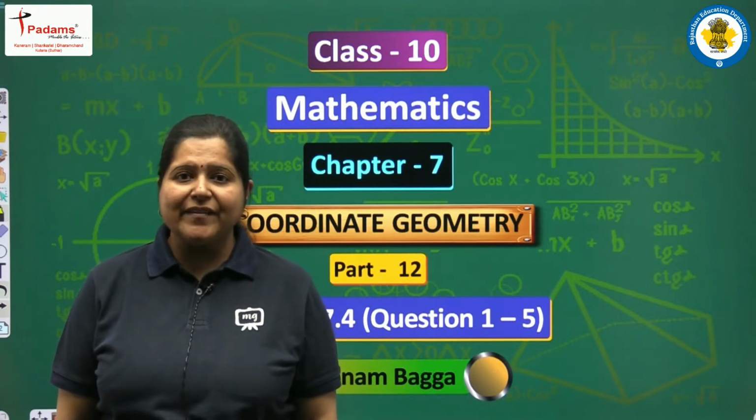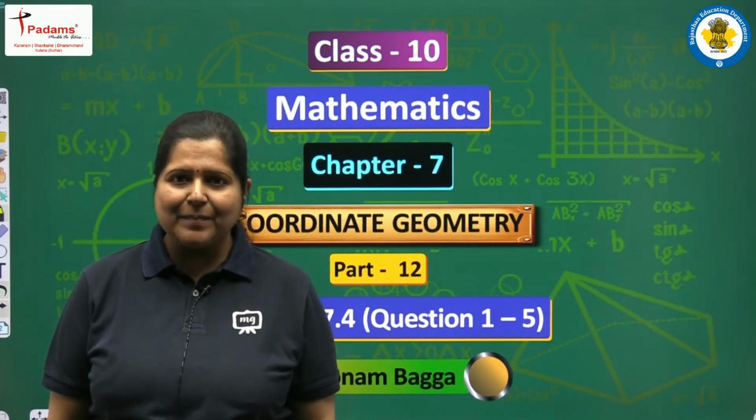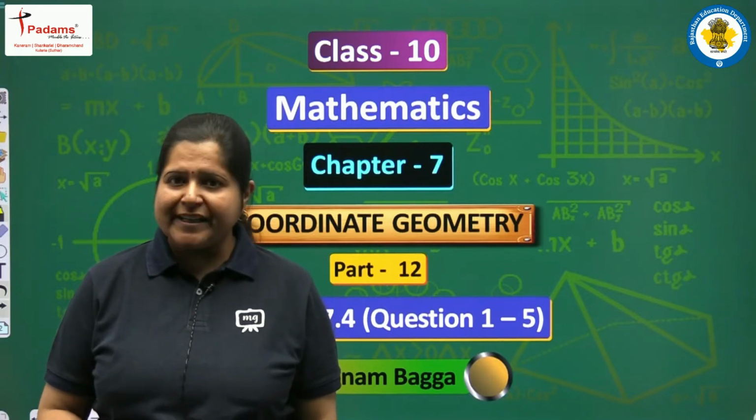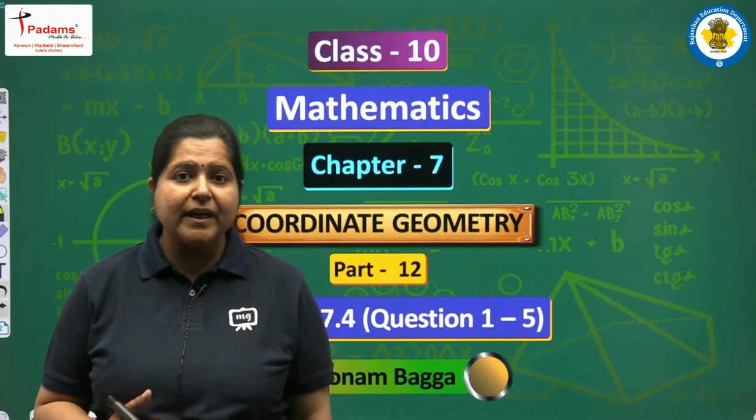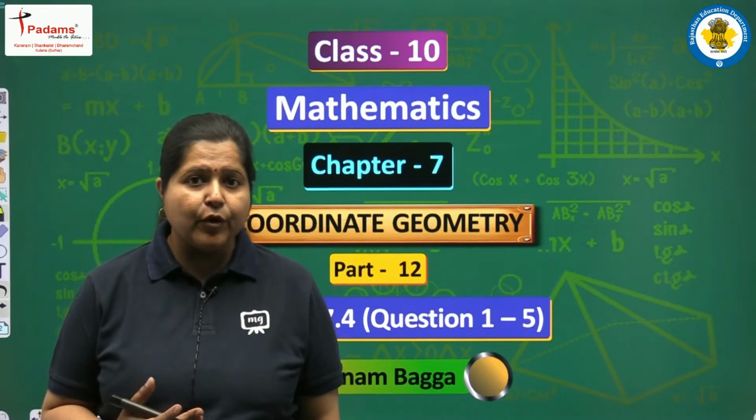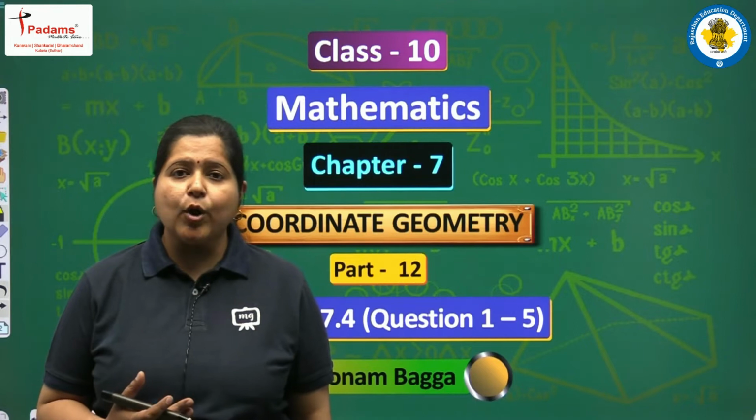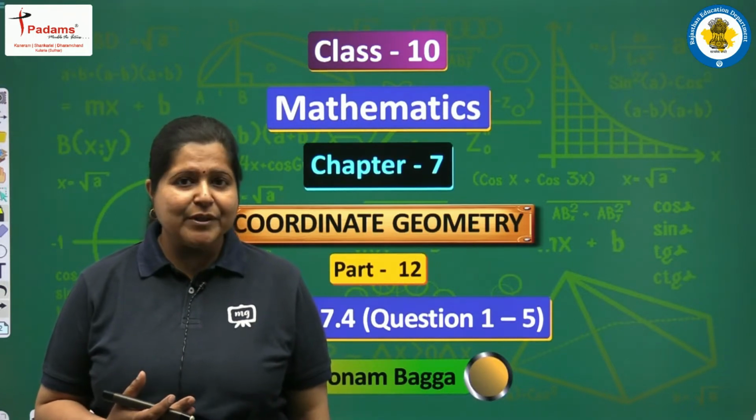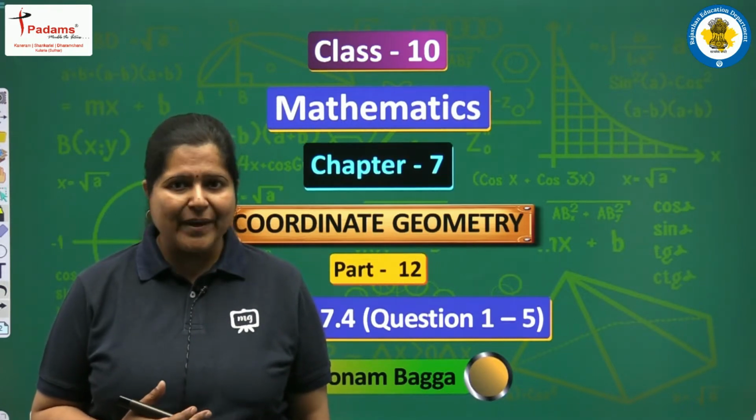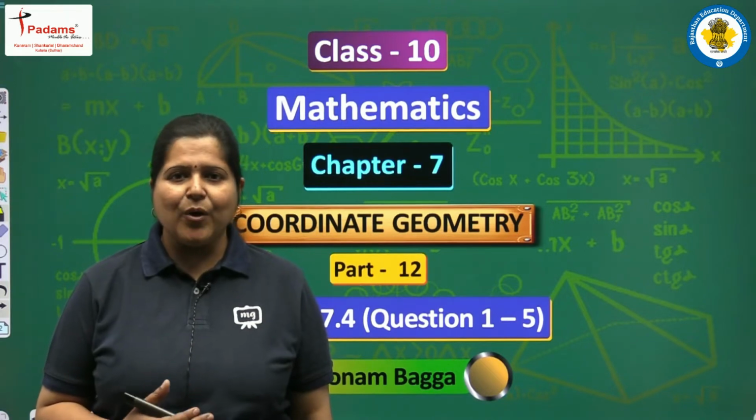We are studying chapter 7, coordinate geometry from class 10th maths. We now know all the formulae related to this chapter. We know the distance formula, the section formula, the midpoint formula, and also we know how to find the area of a triangle when the coordinates of its vertices are given. Now today we will be doing the first 5 questions from exercise 7.4 based on all these formulae.